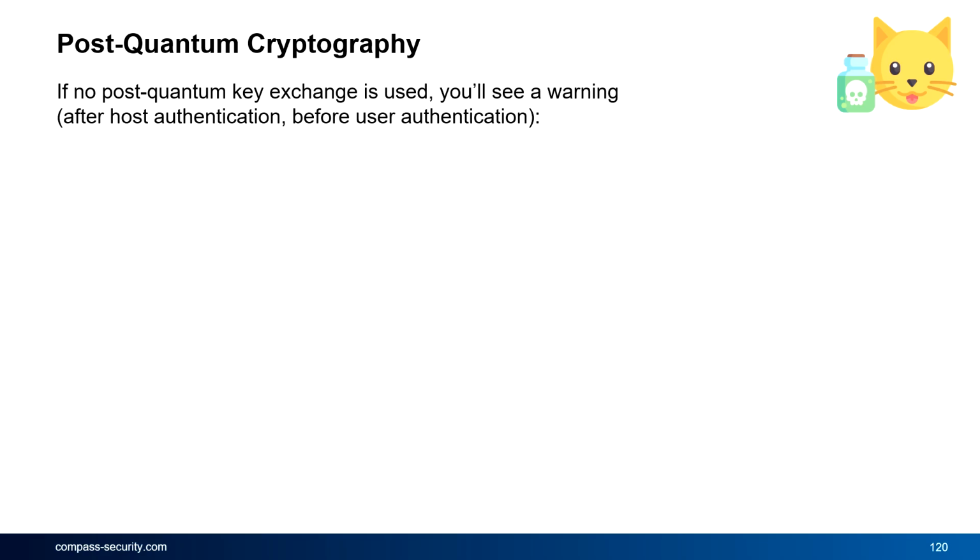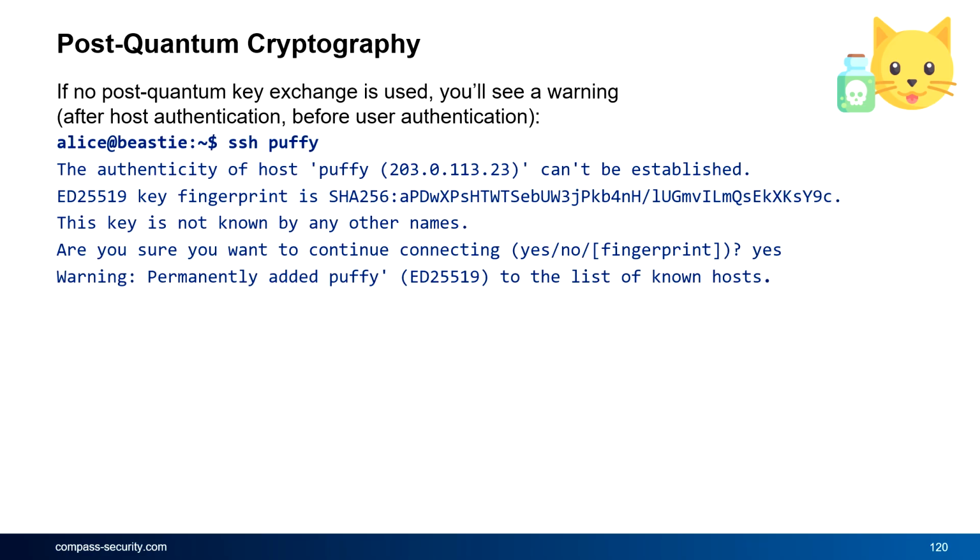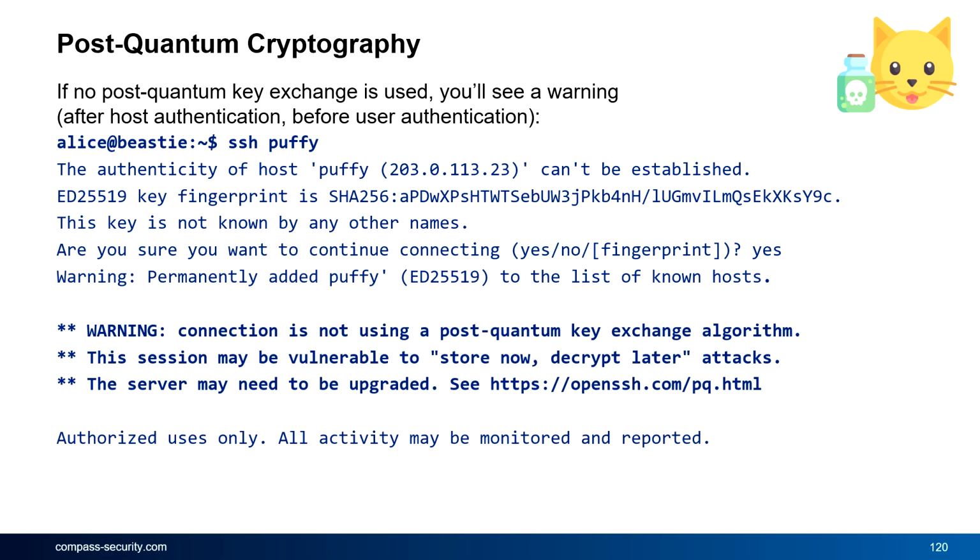If you now use a modern SSH client and you connect to a system that does not support post-quantum cryptography, you will see a warning. So first you provide the host name, then you will see the fingerprint, you authenticate the host, and then you will see a warning that this system does not support post-quantum key exchange. And then you can provide your password, or you can continue with the authentication.